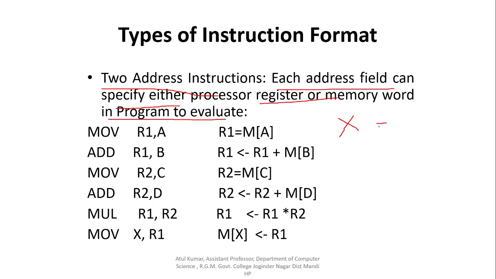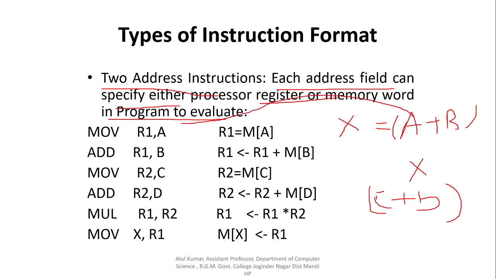2 address instructions. So we have X is equal to A plus B multiply C plus D. So this one is the expression. So we have only 2 addresses here.